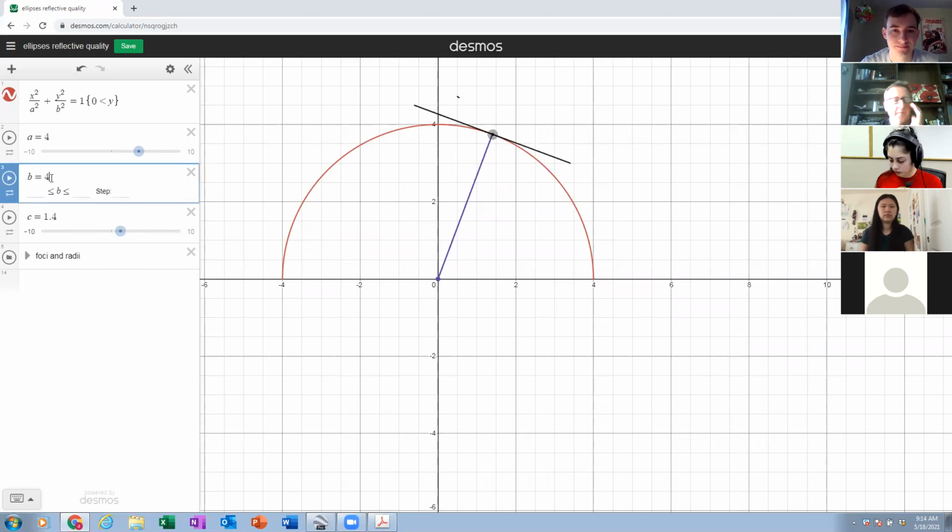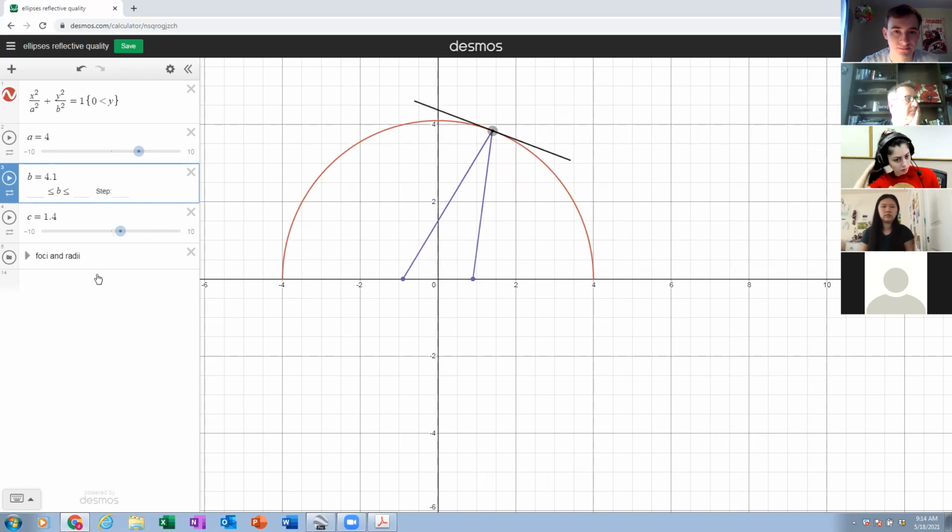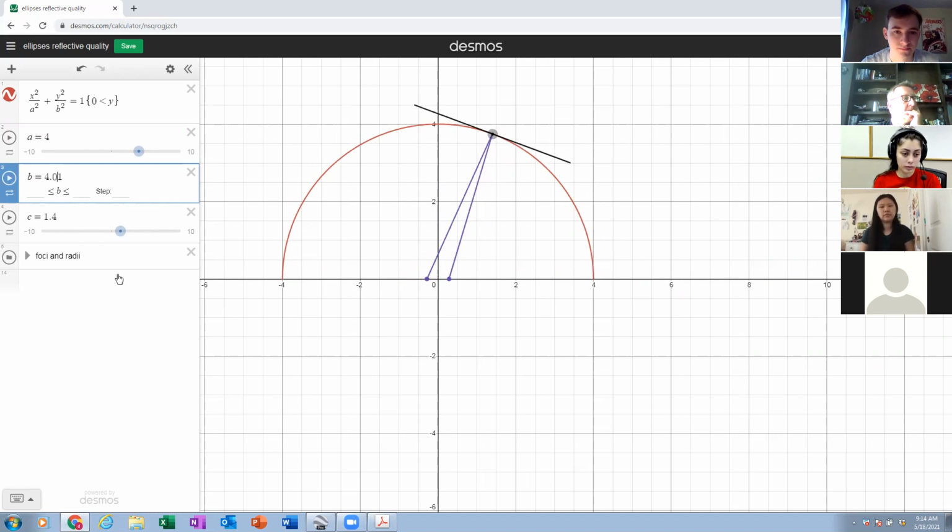Watch what happens if I make B 4.1. Or even closer, 4.01. This is what we're doing around the sun, by the way. Our orbit is basically circular. It's really close to being a circle.